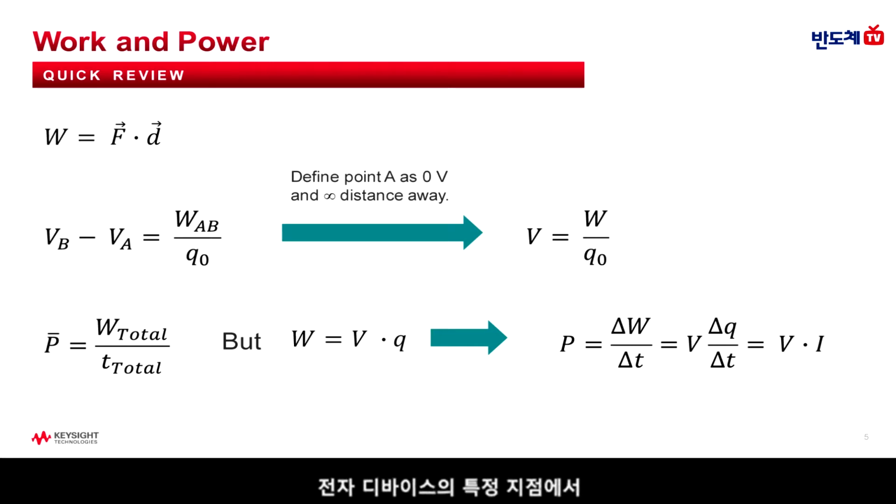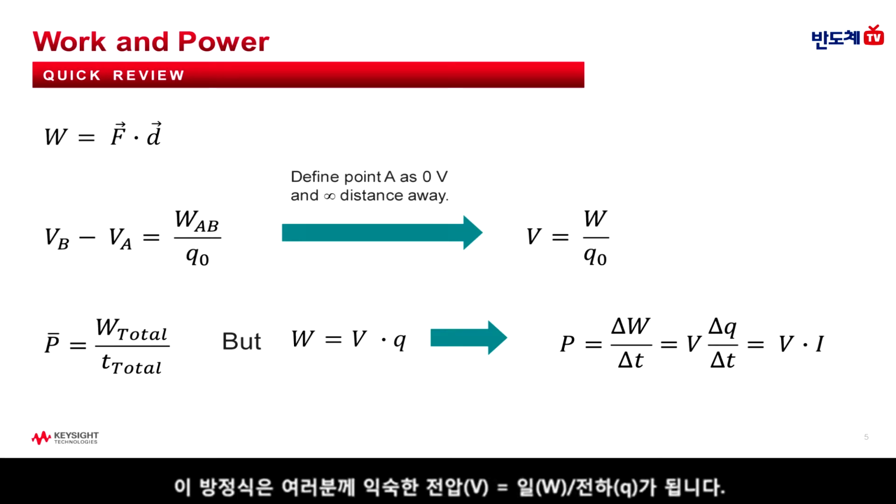But since in electronics we really want to work with the concept of potential at a point in space, how do we do that? What we can do is take point A, say it's infinitely far away, and define it as 0 volts, which reduces this equation to the familiar voltage is work divided by the charge.